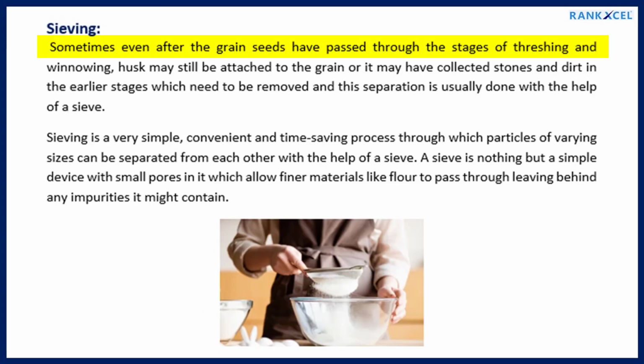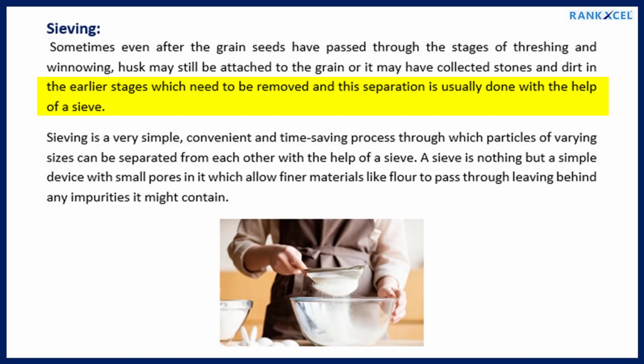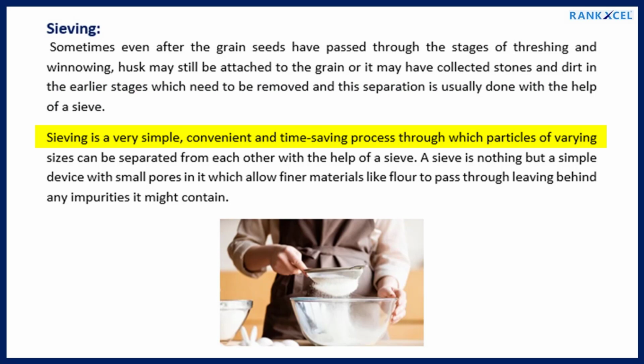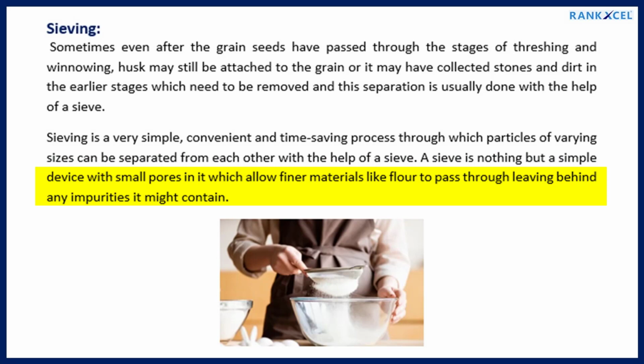Sieving. Sometimes even after the grain seeds have passed through the stages of threshing and winnowing, husk may still be attached to the grain, or it may have collected stones and dirt in the earlier stages which need to be removed, and this separation is usually done with the help of a sieve. Sieving is a very simple, convenient and time-saving process through which particles of varying sizes can be separated from each other with the help of a sieve. A sieve is a simple device with small pores in it which allow finer materials like flour to pass through, leaving behind any impurities it might contain.